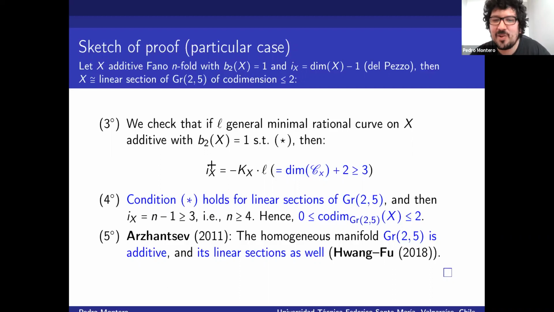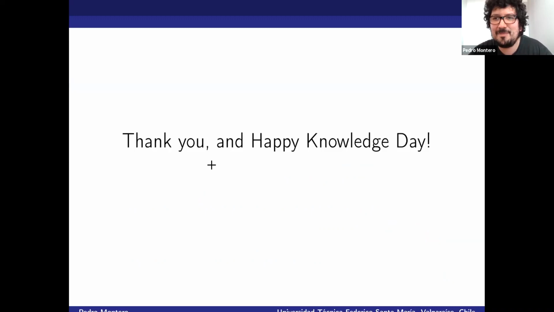And here again, something funny: you cannot have a codimension 3 linear section, which is actually V5 that I told you about at the very beginning of the talk. This is nice because it shows you also that the way the group action cuts by hyperplanes can be weird. And finally, you can check that the Grassmannian 2-5, which is a homogeneous Fano manifold, is additive thanks to this Arzhantsev criterion using the unipotent radical. And then you can also check that the linear sections are additive by a result of Huang and Fu.